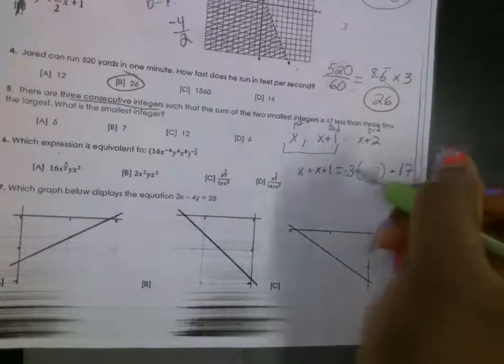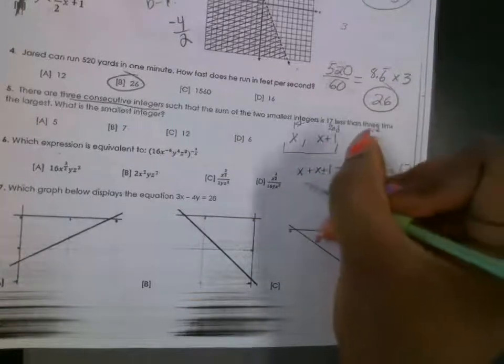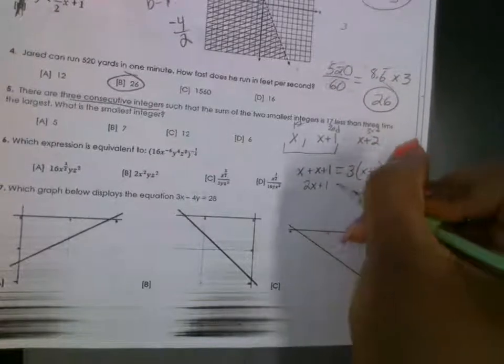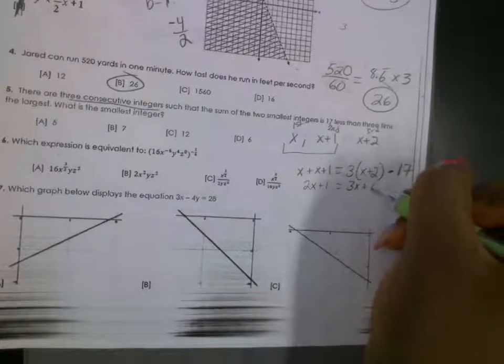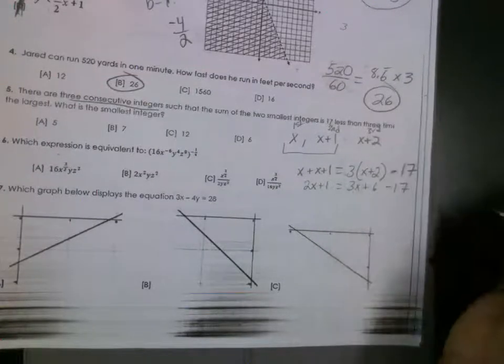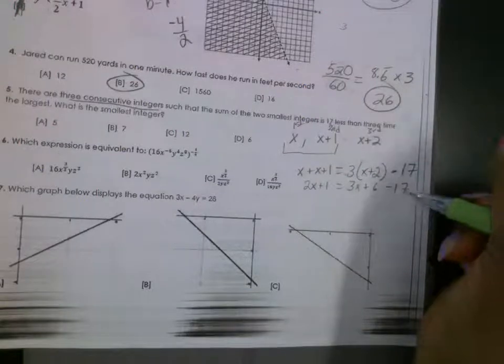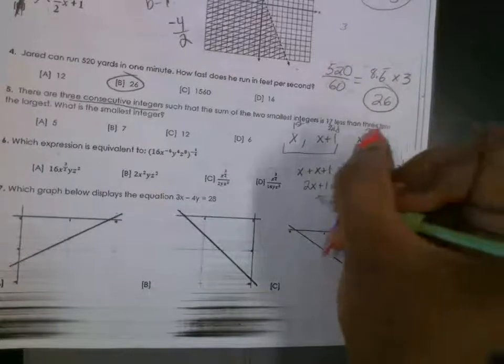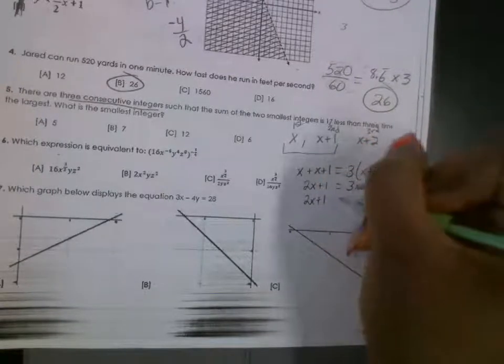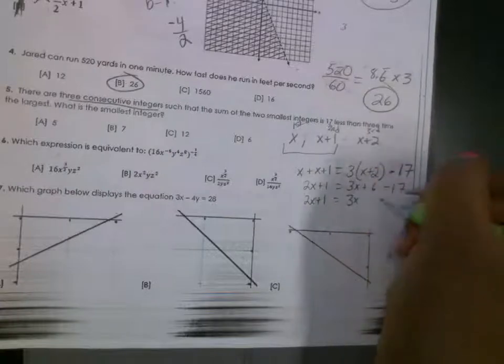All right, so let's combine variables together. We want to figure out what's the smallest integer. So this is going to give us 2x plus 1. This is going to give us 3x plus 6 minus 17. Combine the like terms. So when we combine this together, this gives us a negative 11. It's 2x plus 1 is equal to 3x minus 11.